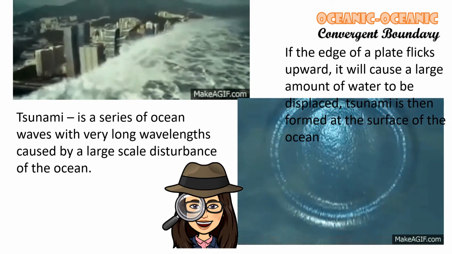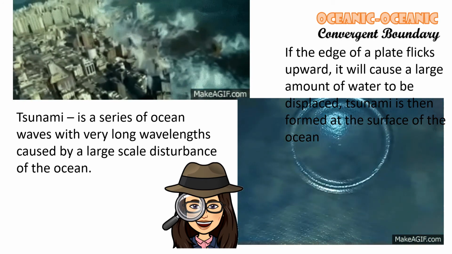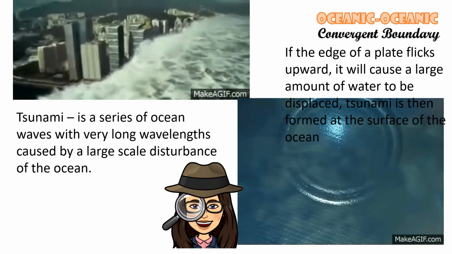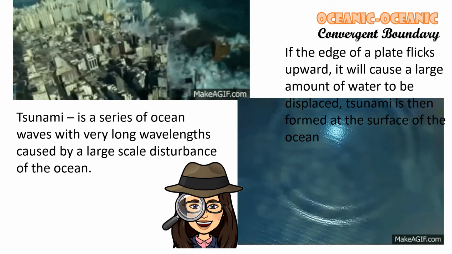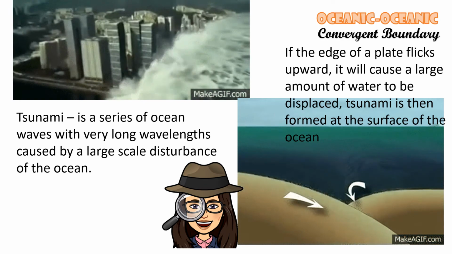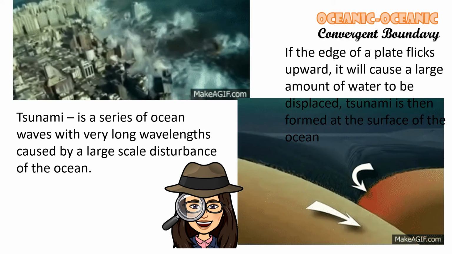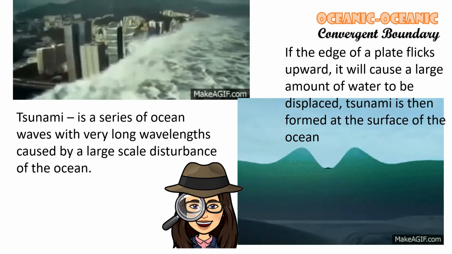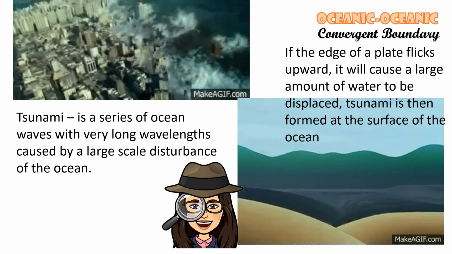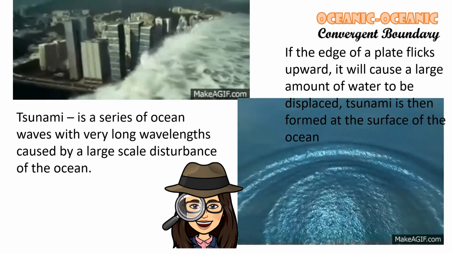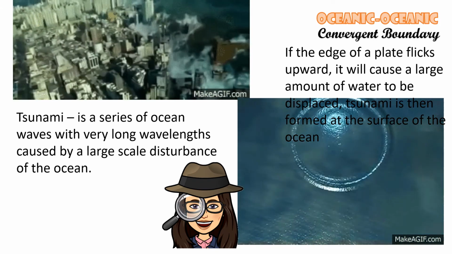If the edge of a plate flicks upward, it will cause a large amount of water to be displaced. Tsunami is then formed at the surface of the ocean. Let's take a look. As the plate subducts, the other plate flicks up, and that causes the water to be displaced. This is tsunami.